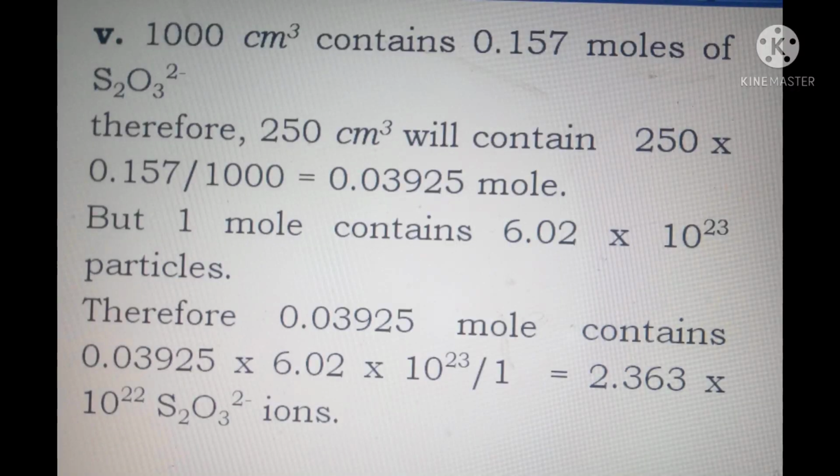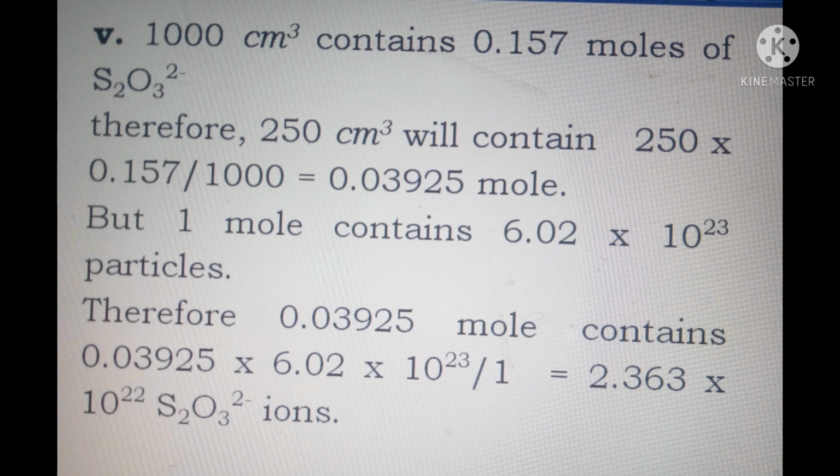Now, the next point in our discussion is the number of thiosulfate ions in 250 cm³ of the solution. From our calculation already, we have found out that 1 dm³, which means 1000 cm³, contains 0.157 moles of thiosulfate ion, which is the molar concentration of B. Therefore, 250 cm³ would contain 250 times 0.157 over 1000, which is 0.03925 mole of thiosulfate ion.